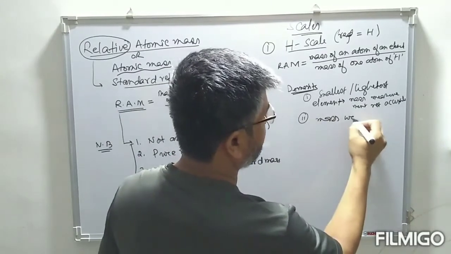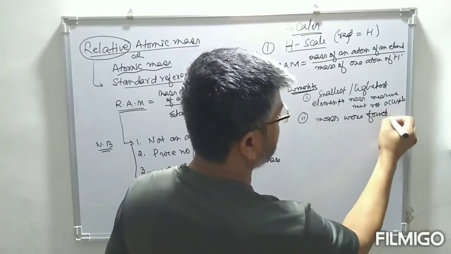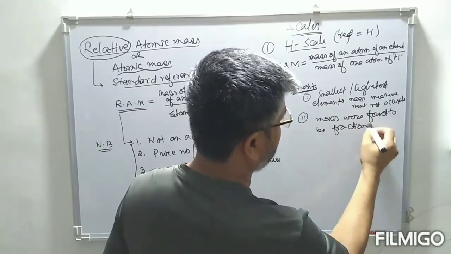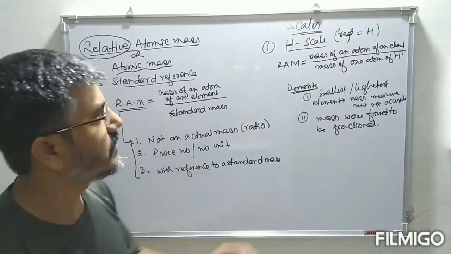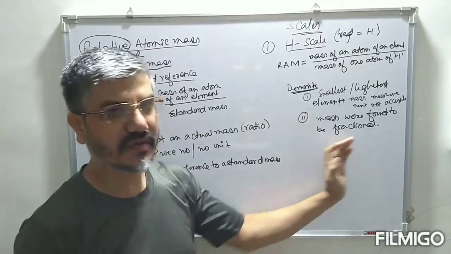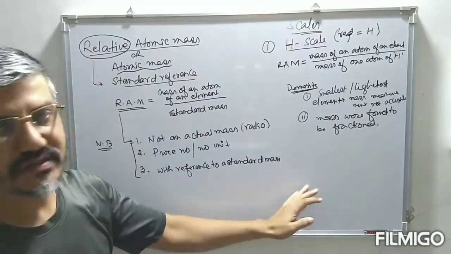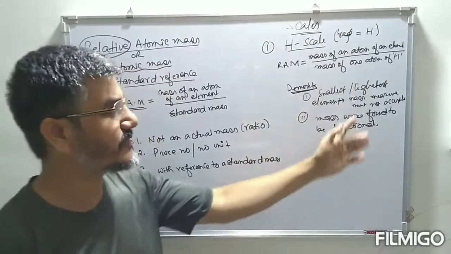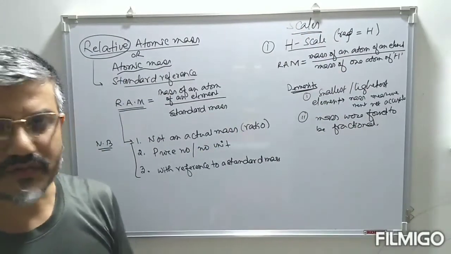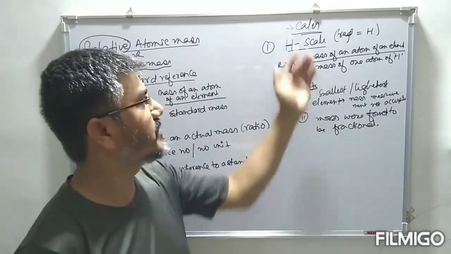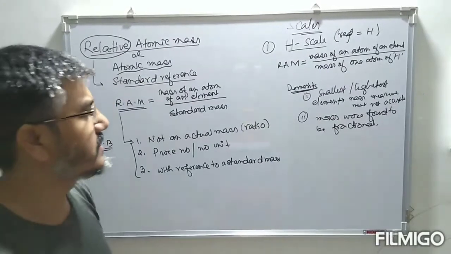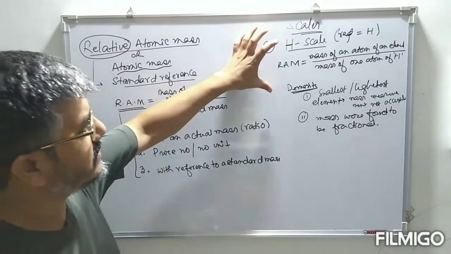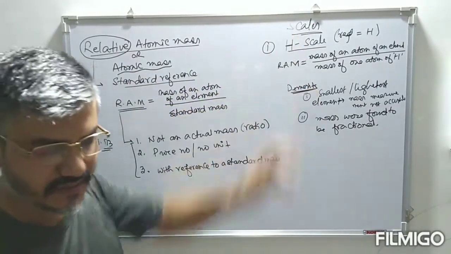So the second demerit is that masses were found to be fractional. As I told you, experimental masses were found to be whole numbers, while the mass measured in terms of the hydrogen scale was found to have fractional values. So there is no correlation between the experimental value and the theoretical value. So this was another reason for removing this hydrogen scale by some other scale. So this was the first scale, the hydrogen scale.